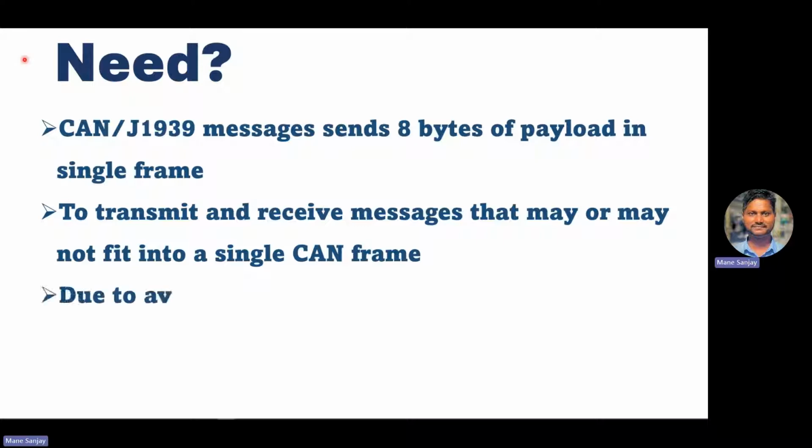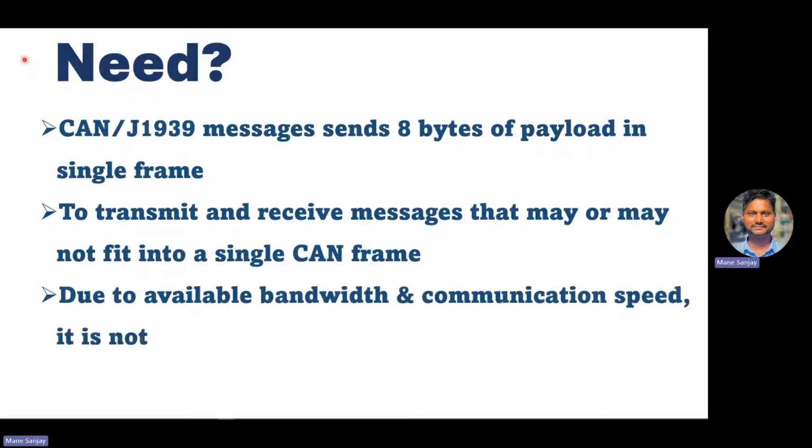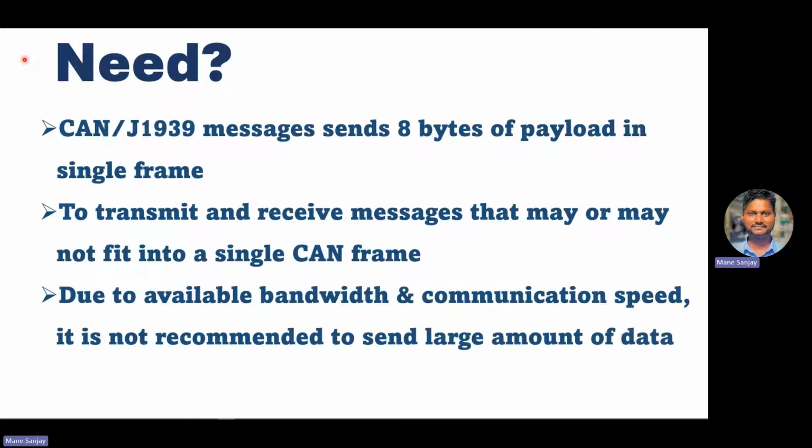Due to the available bandwidth and the communication speed, it is not possible or not recommended to send a large amount of data in a single frame. So that was the intention when CAN was invented. They considered the bandwidth, the communication speed, everything, starting from 125 kbps to 1 Mbps. And they developed the protocol which could send 8 bytes of information over a single CAN frame. And that was the limitation.